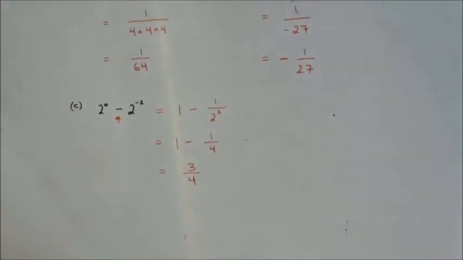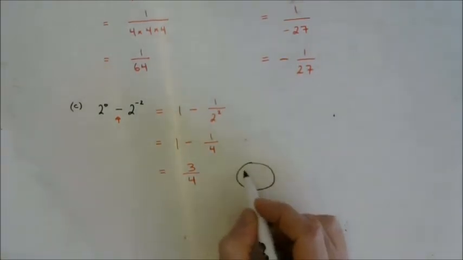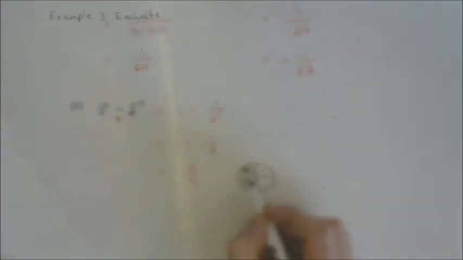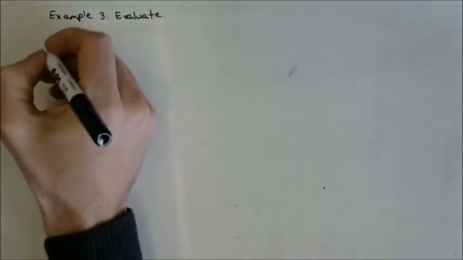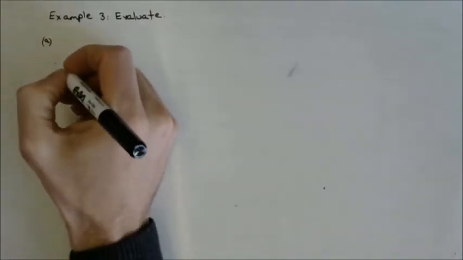Okay? Take your time, step by step, apply the rules. There's really nothing tricky about it if you use the rule carefully and properly. The answer is 3 quarters. Okay, example 3 gives us basically just harder examples to try.